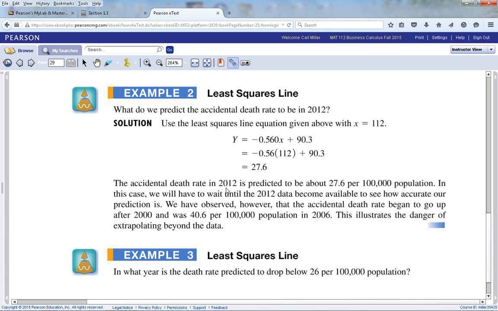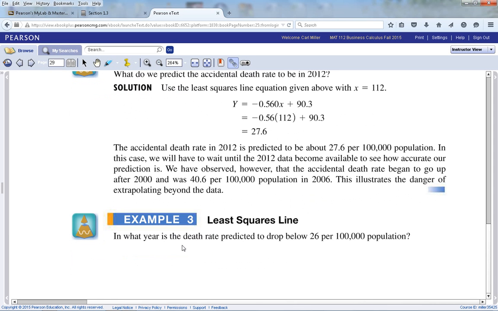They make an observation that the death rate really began to go up after 2000 and was actually back up to 40.6 per 100,000 in 2006. So what might happen is that this linear pattern may not continue past 2000. There may have been a typical decreasing trend, but we may be at a minimum point, or it may be going back up for some reason, or maybe there was a little blip and it went up for a little while, but now it's going back down again. We would actually have to have more information to know for sure.